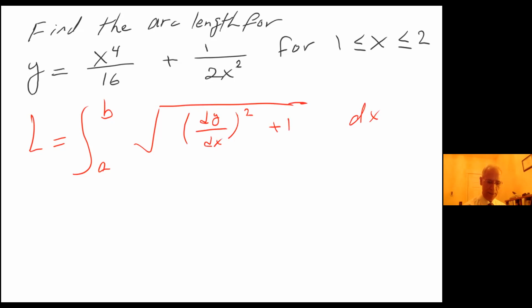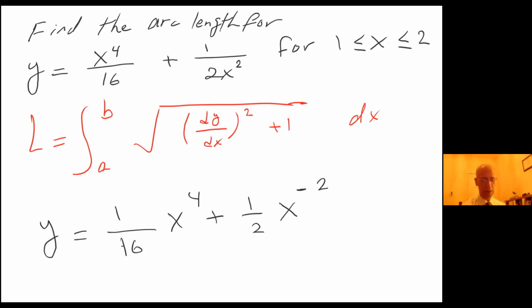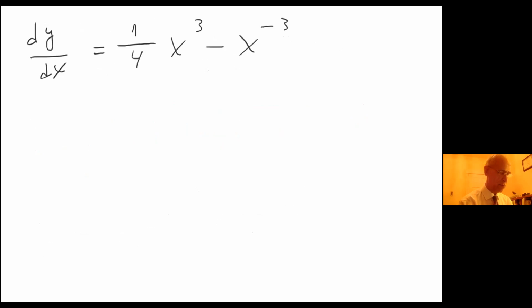Let me go ahead and rewrite my function as y equals 1 over 16 x to the fourth plus 1/2 x to the negative 2. That just makes my life easier. Let me go to the next page. So dy/dx equals 4 times 1/16 is 1/4 x to the third. Negative 2 times 1/2 is just minus 1 x to the negative 3.